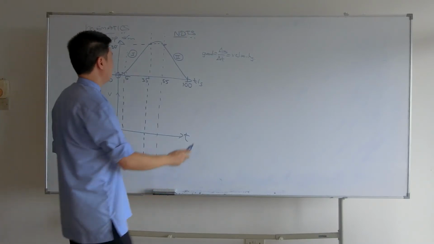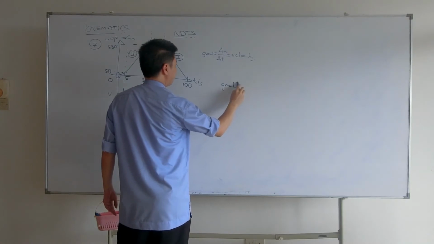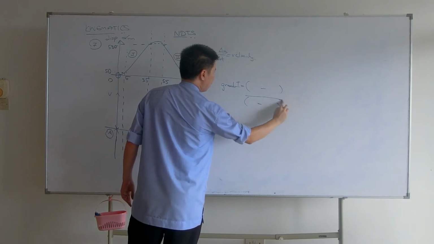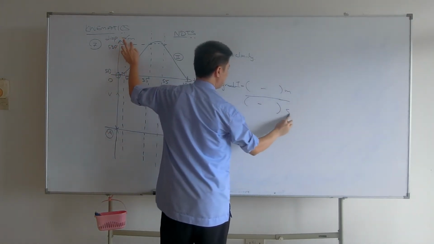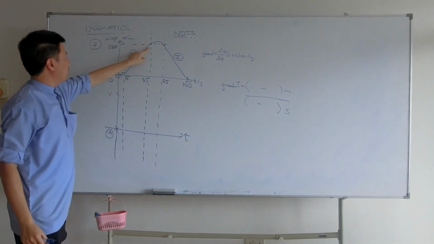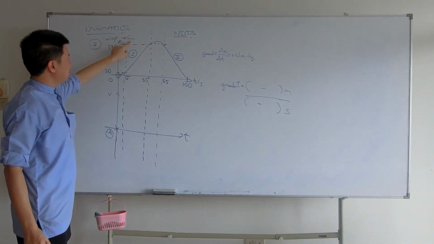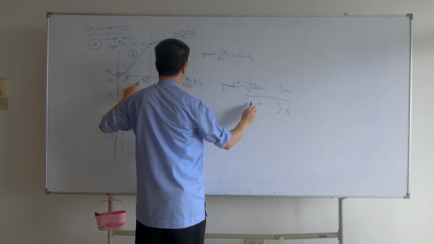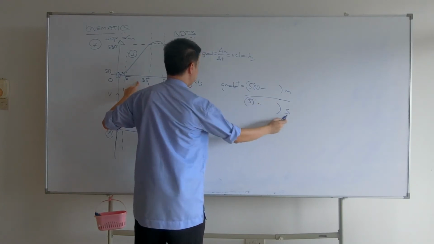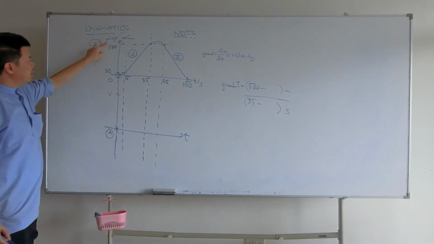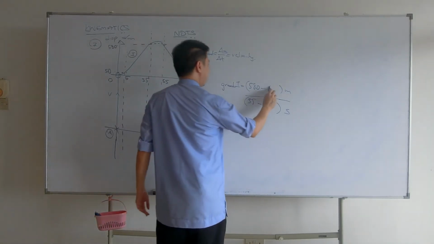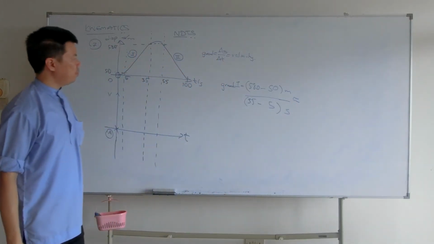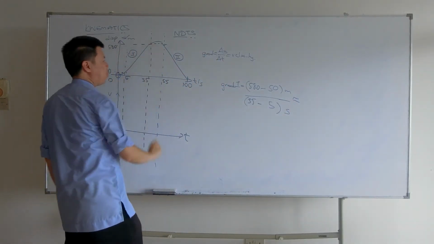So, gradient 1. Again, put in the brackets for coordinates, put in your units, in this case meters and seconds. Our final point here is 580 meters, 35 seconds. Next one, 50 meters and 5 seconds. So please calculate this value. Here, this is going to be a positive gradient.